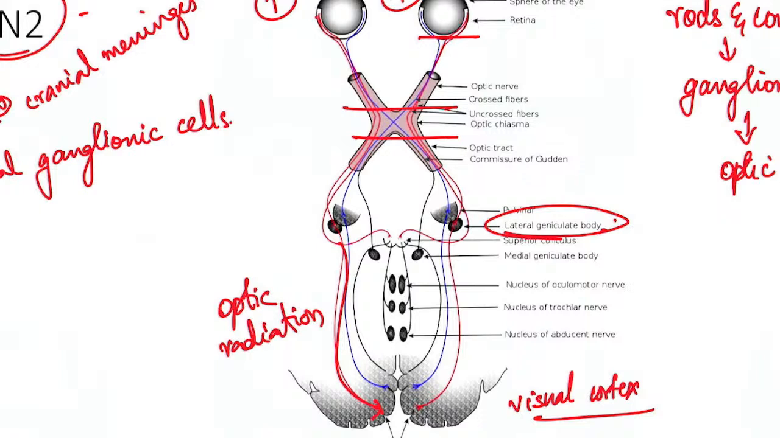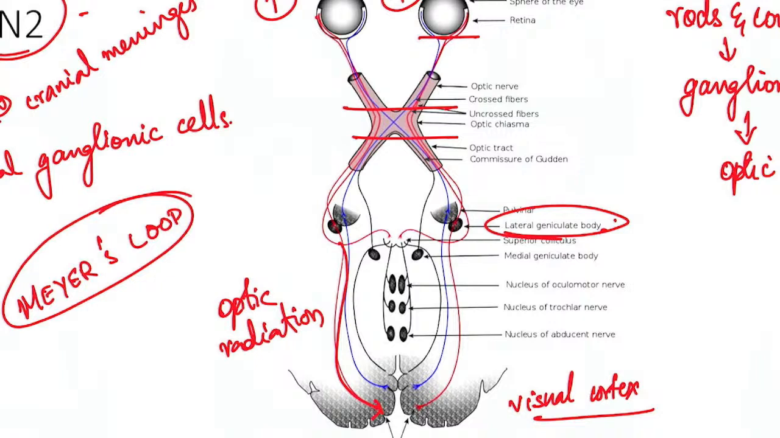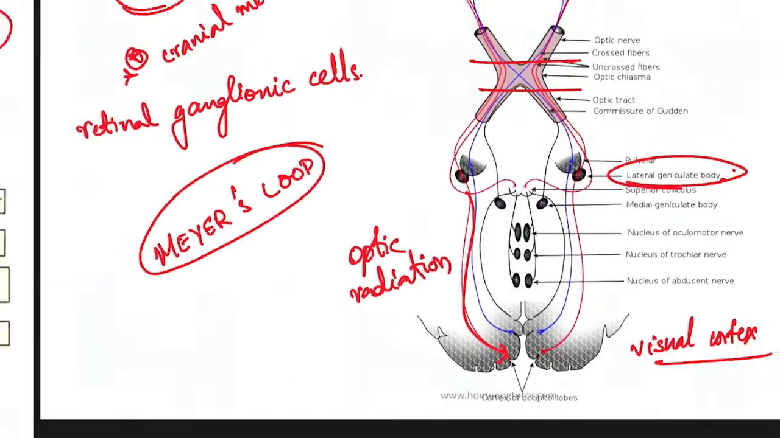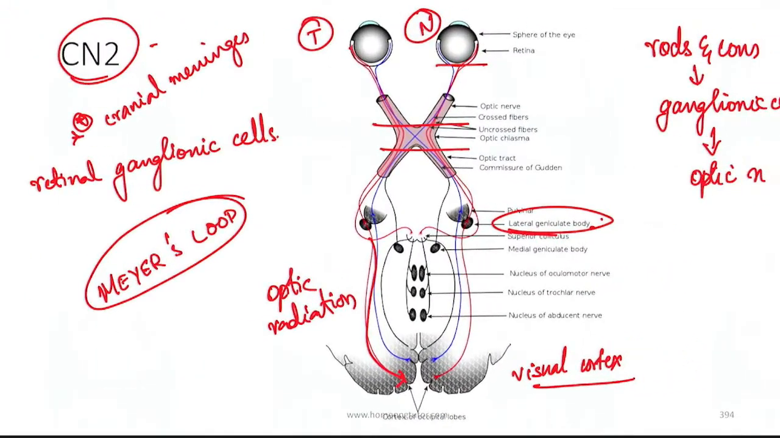So there is a term called Meyer's loop. Just remember the names, okay? Not that important, but yeah, something called Meyer's loop is there. That is associated with the optic radiation. Fine. So that was about the second cranial nerve.